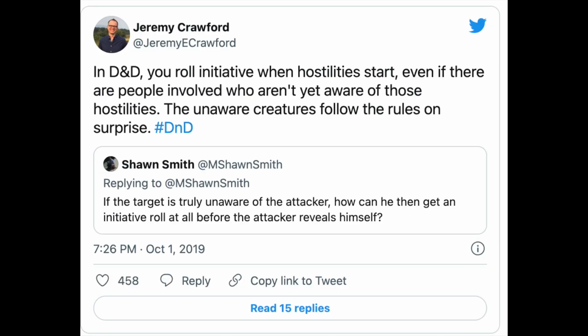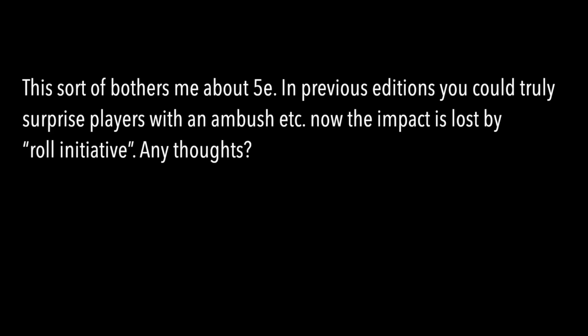Lead designer Jeremy Crawford has even confirmed the surprise rules as written on social media, saying, "In D&D, you roll initiative when hostilities start, even if there are people involved who aren't yet aware of those hostilities. The unaware creatures follow the rules on surprise." This, of course, led to more and more questions and mixed reactions of all kinds. One such reply commented, "This sort of bothers me about 5e. In previous editions, you could truly surprise players with an ambush, etc. Now the impact is lost by roll initiative." Any thoughts? I agree, I stand by my original criticism.